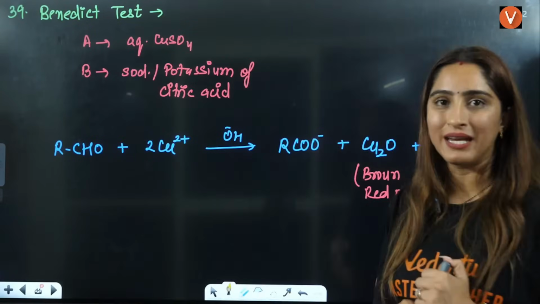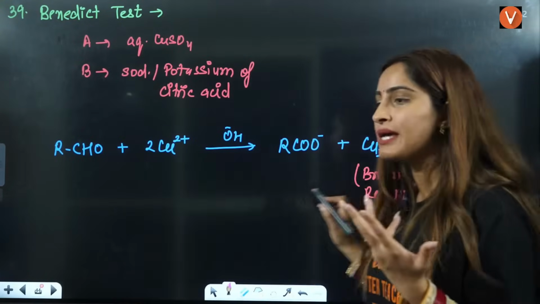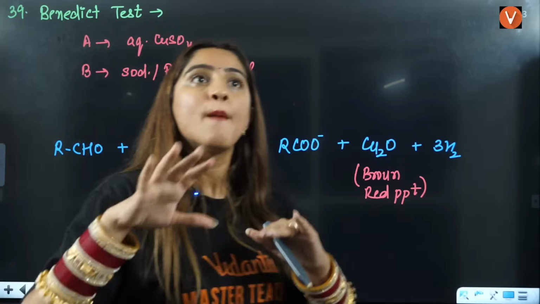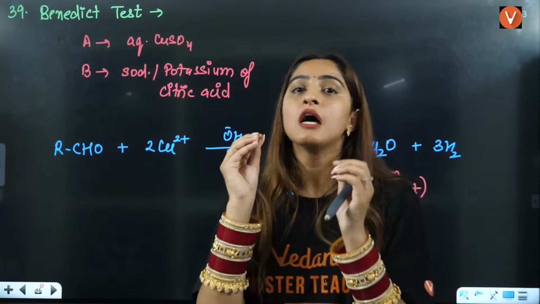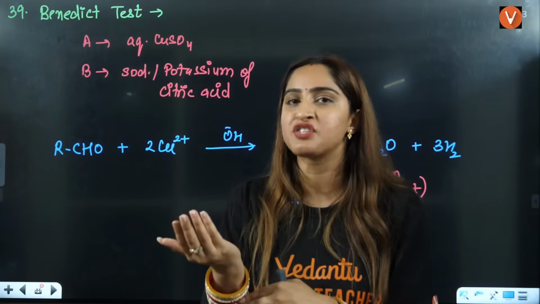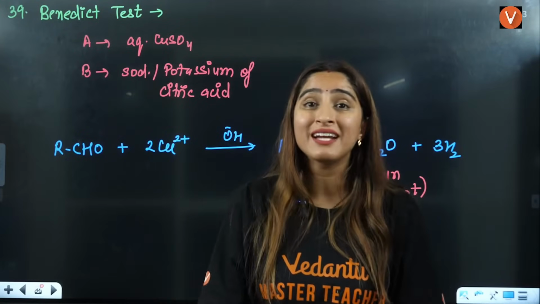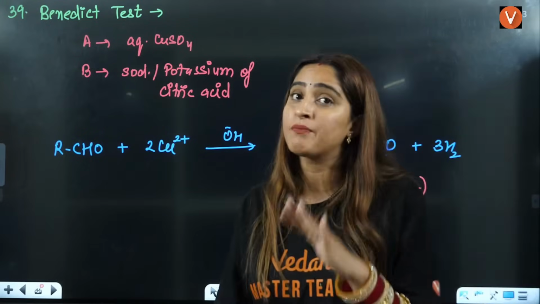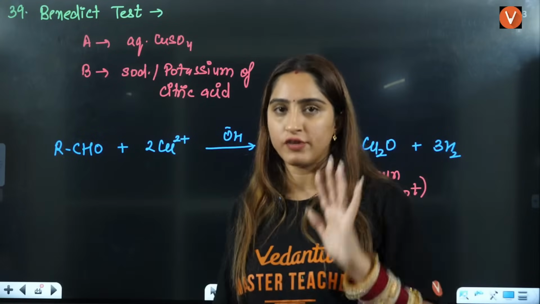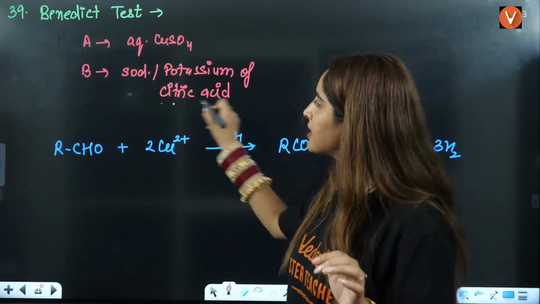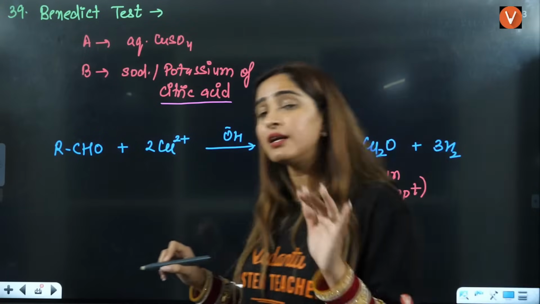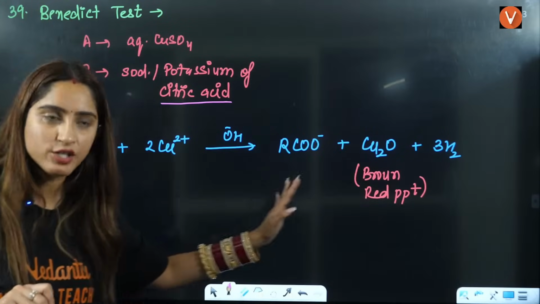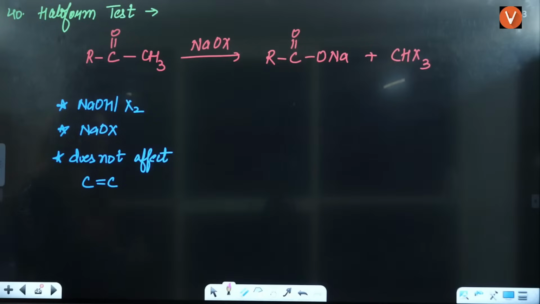Next is Benedict's test. Benedict's test is the same as Fehling's test. Benedict's test is used for some demerits in Fehling's test that were there. Fehling's solution we have to freshly prepare. Benedict's solution we don't have to freshly prepare. We can prepare it before and use it after some time also. So here the difference is that instead of tartaric acid we use citric acid. Rest of the things are the same. You have the formation of Cu2O brown red precipitates only from the aldehydes.